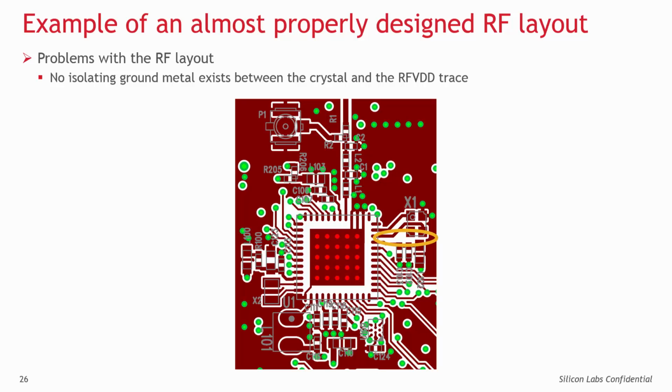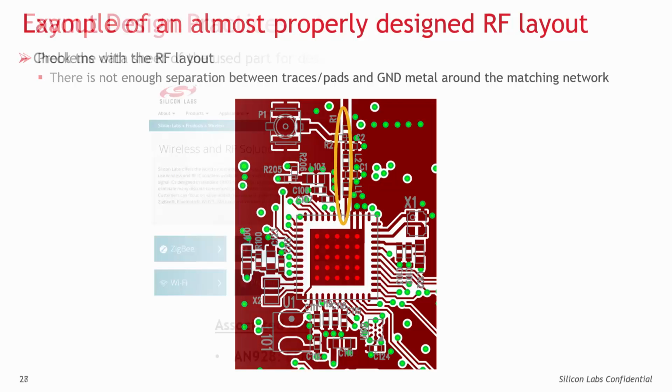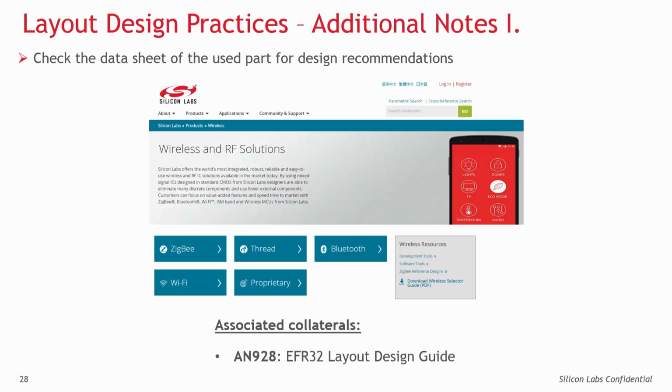to the supply lines. Use at least 0.5 mm separation between traces or pads to the adjacent GND ports in the area of the matching network in order to minimize the parasitic capacitance and reduce the detuning effects. Check the datasheet of the used part for the design recommendations. Further details on proper RF layout design can be found in the AN928 EFR32 Layout Design Guide application note.